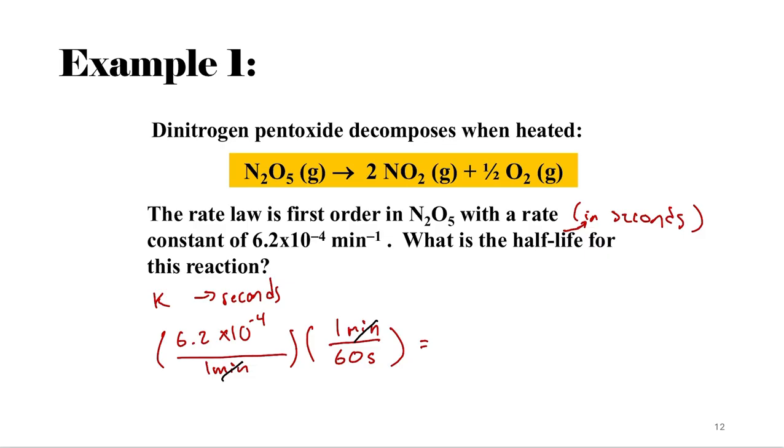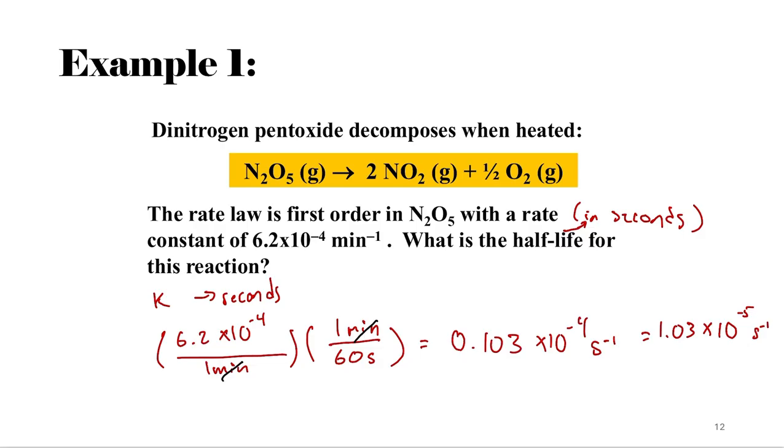6.2 divided by 60 times 10 to the minus 4. Just plug that in. 6.2 divided by 60. So it gives us 0.103 times 10 to the minus 4 inverse seconds, which is like 1.03 times 10 to the minus 5 inverse seconds. Okay, and then we know it's a first order reaction, so then the half-life for that is equal to what?